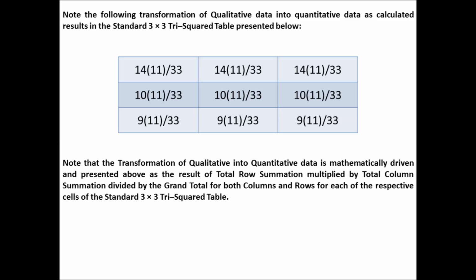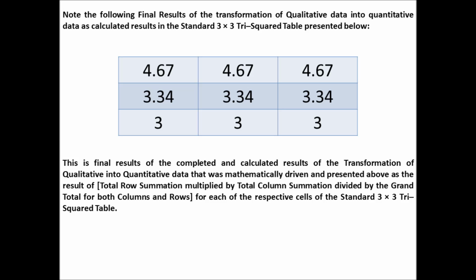So what happens when we go through outcomes? This is what we get: 4.67, 4.67, 4.67, 3.34, 3.34, 3.34, 333. Now you have two sets of data: the qualitative data and the quantitative data.